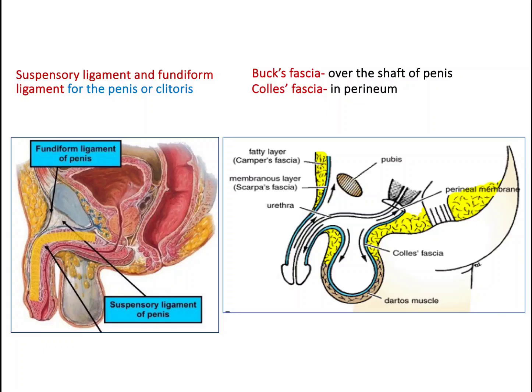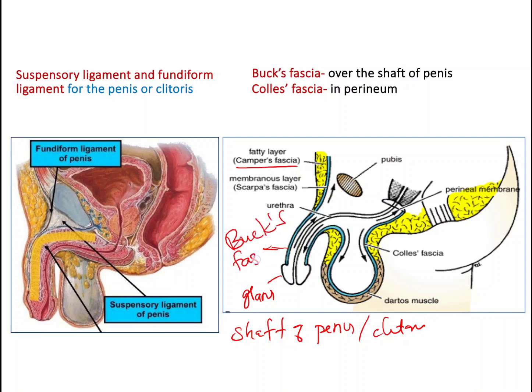Now, what are the other modifications of this deep membranous layer or the Scarpa's fascia? You can see, here the blue area is the Scarpa's fascia. When it is running downwards, it covers the shaft of the penis up to the glans penis. This is the glans penis. It covers the shaft of penis or clitoris in case of females. Here this fascia is known as the Buck's fascia.